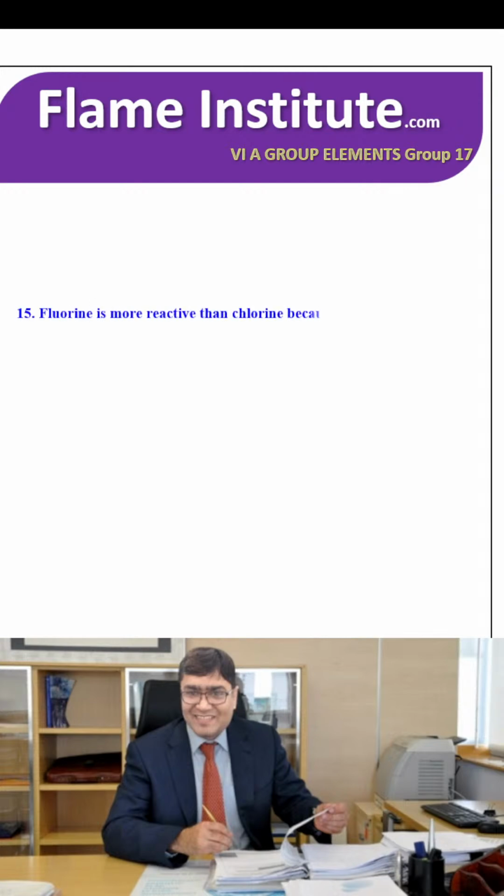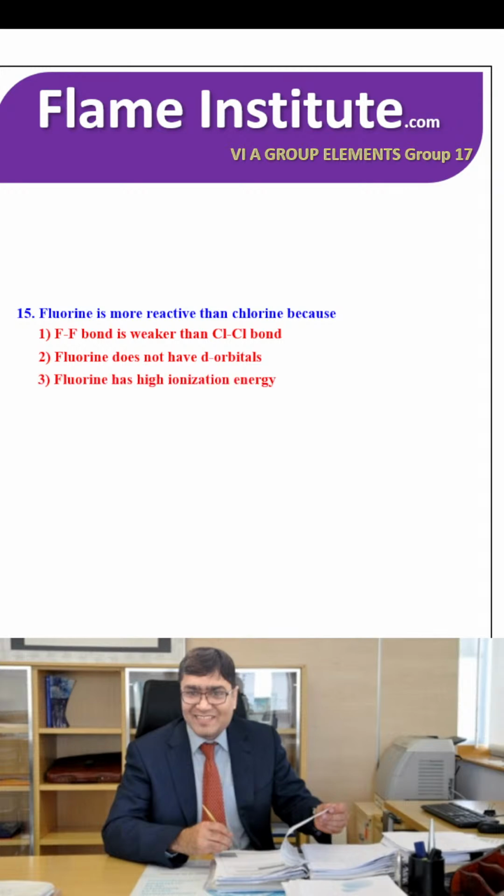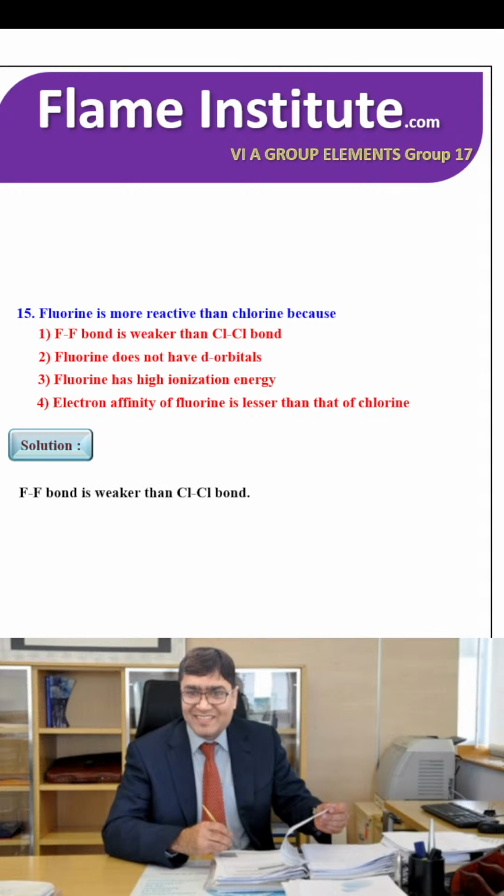Fluorine is more reactive than chlorine because the F-F bond is weaker than the Cl-Cl bond. Fluorine does not have d orbitals. Fluorine has high ionization energy, or electron affinity of fluorine is lesser than that of chlorine. The right option is fluorine. The F-F bond is weaker than the chlorine bond. So the first option is the right option.